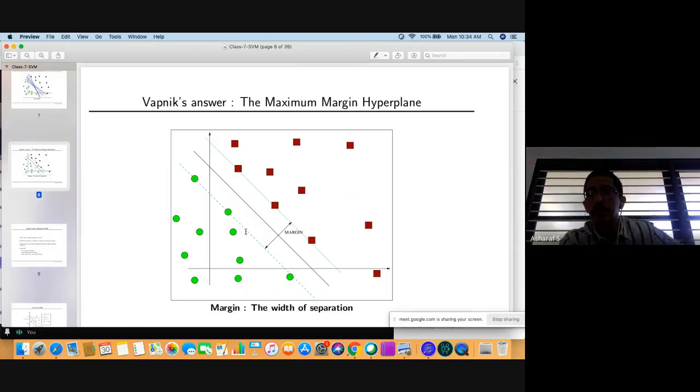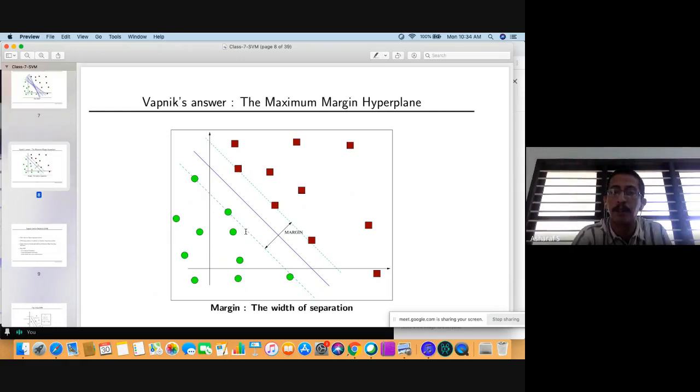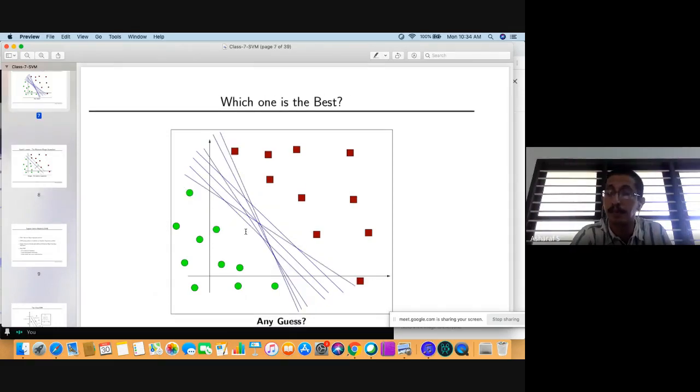Let me introduce the notion of margin. For any candidate hyperplane, we can draw parallel hyperplanes, which essentially mark the boundaries of the points belonging to the two classes. Corresponding to the candidate hyperplane w transpose x plus b is equal to 0, the boundary hyperplanes are represented as w transpose x plus b is equal to plus 1 and minus 1. By appropriately scaling w, you can draw such boundaries for every other candidate.